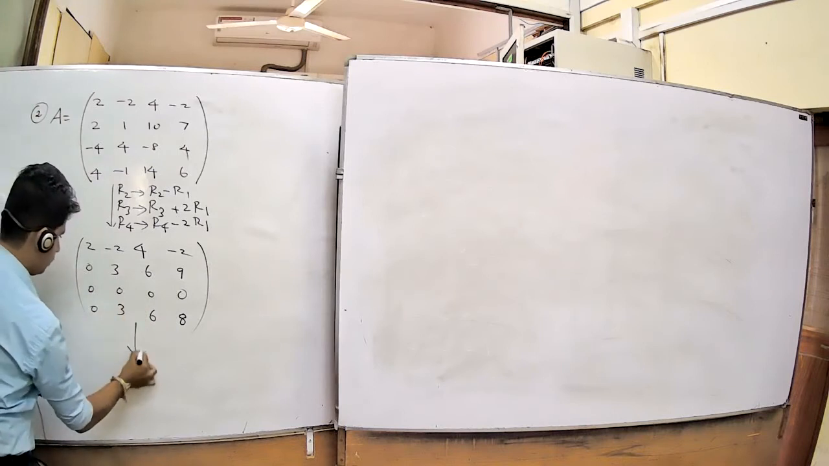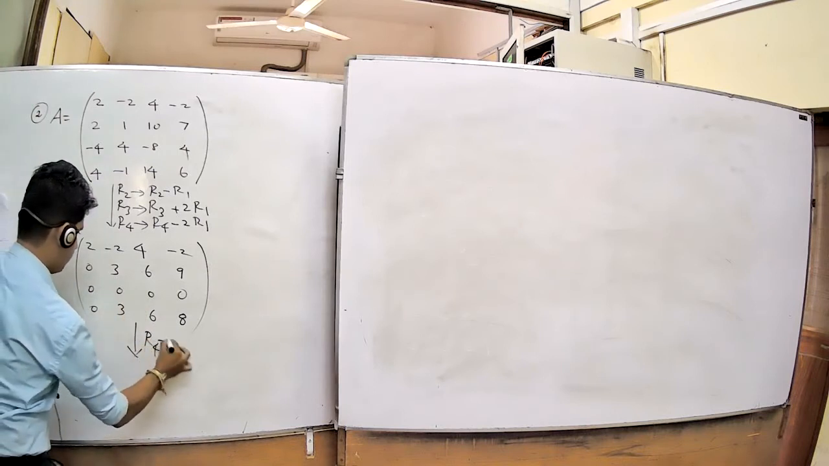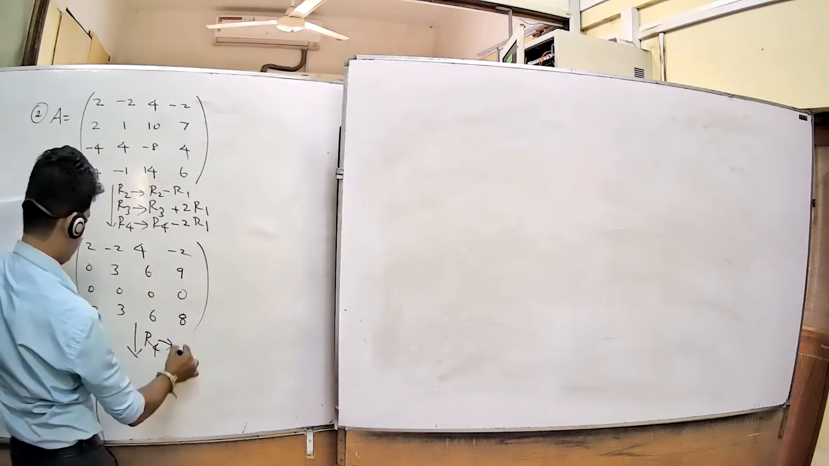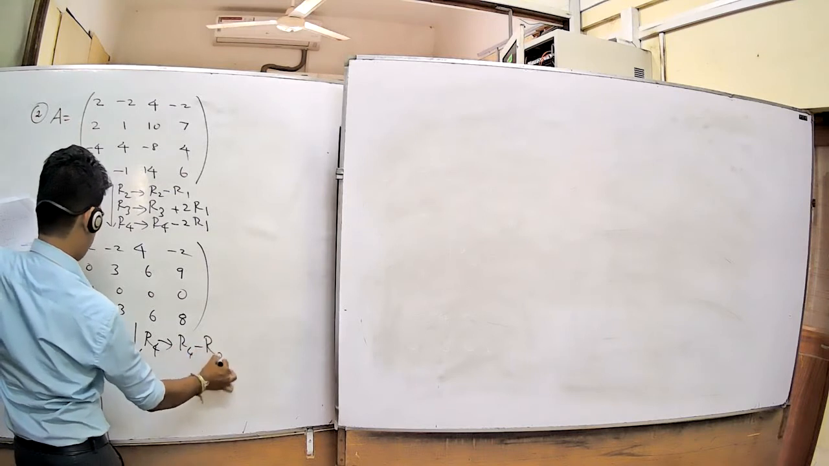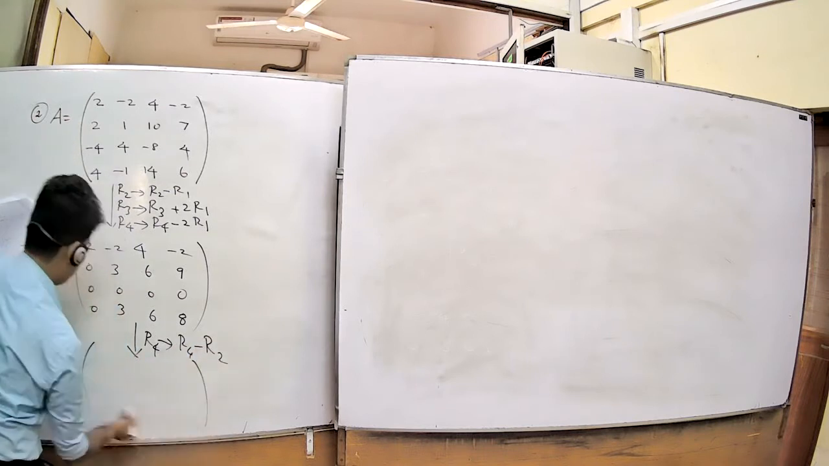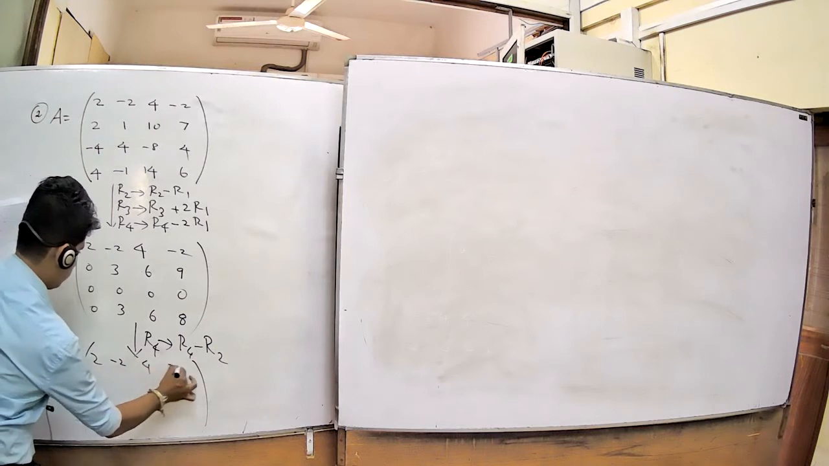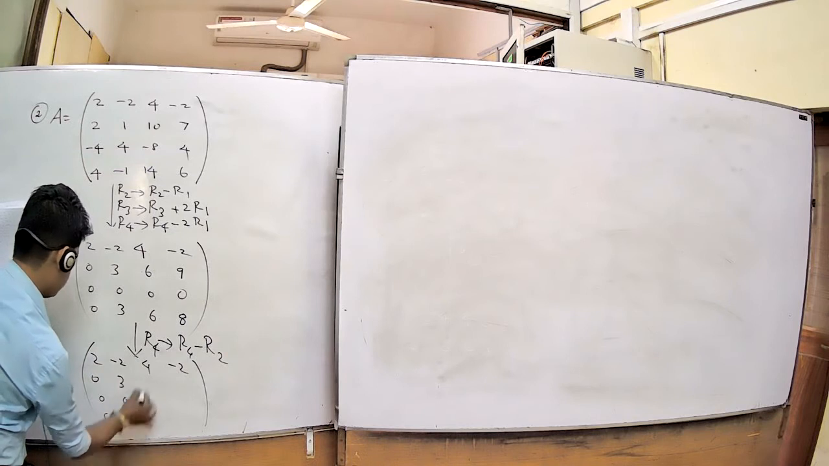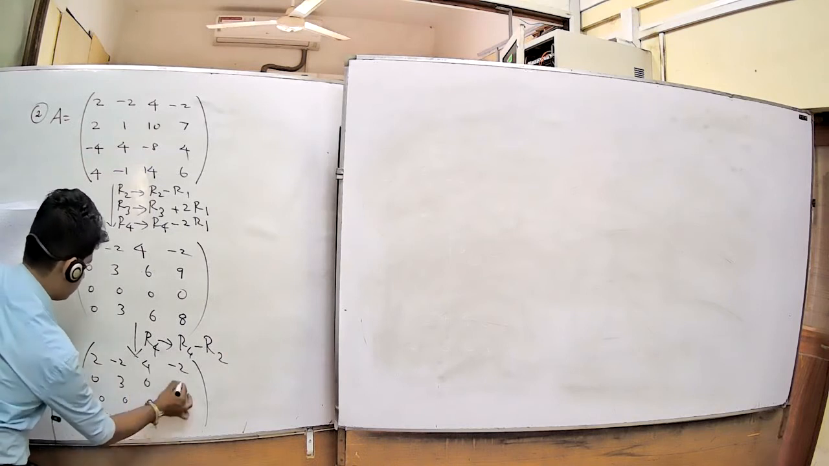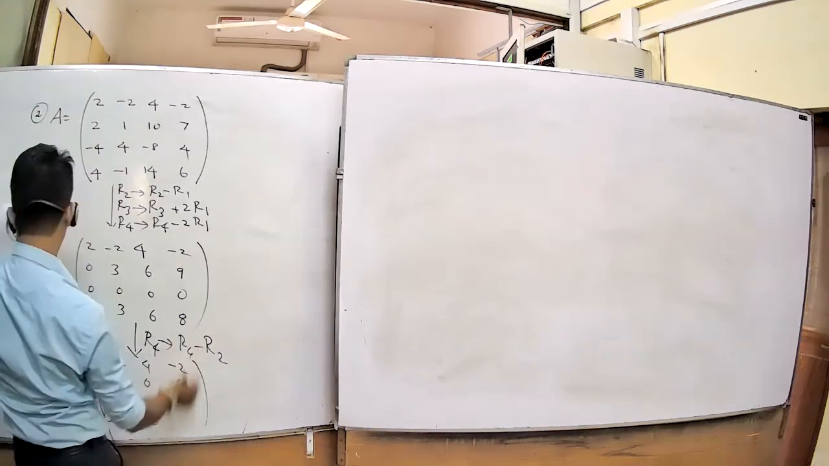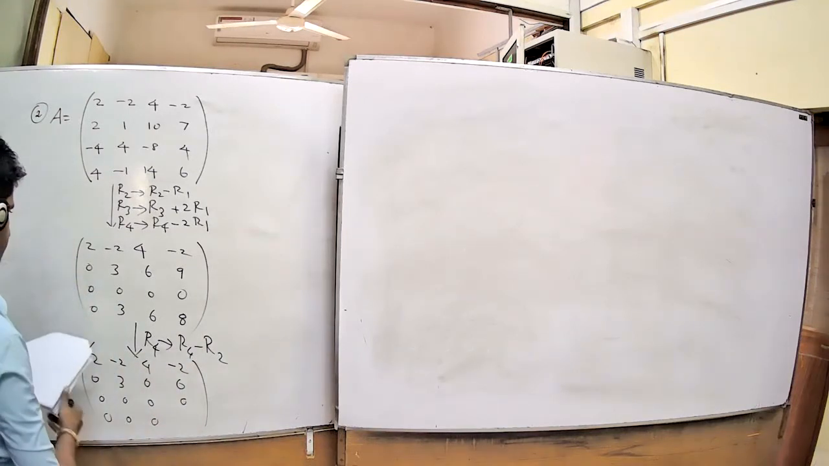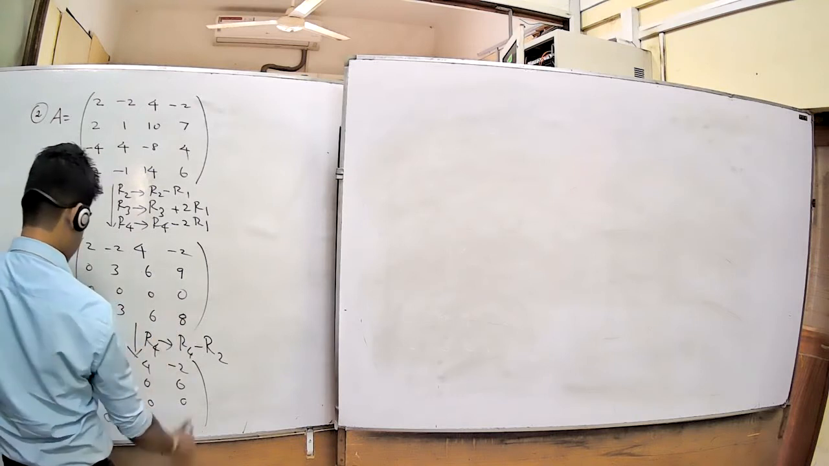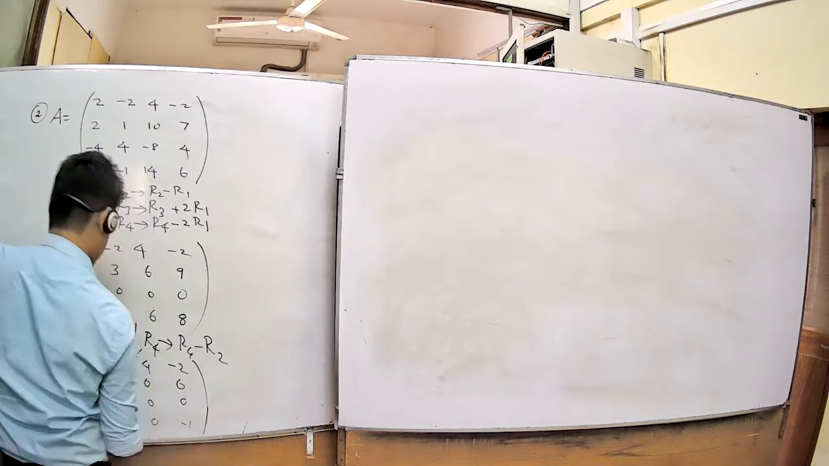One more step you can do. Suppose R4 replaced by R4 minus R2. Then you can get the row equivalent form, right? 2 minus 2, 4 minus 2, 0, 0, 0, here 3, 0, 0, 6, 0, 0, 0, 0, 0, here minus 1, I think. Minus 9 plus 8, here minus 1, right?